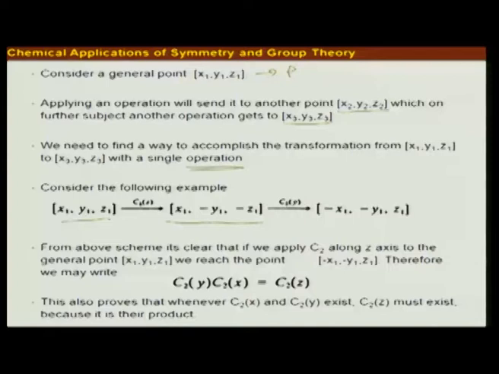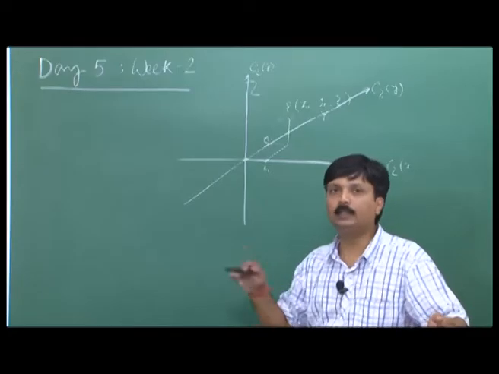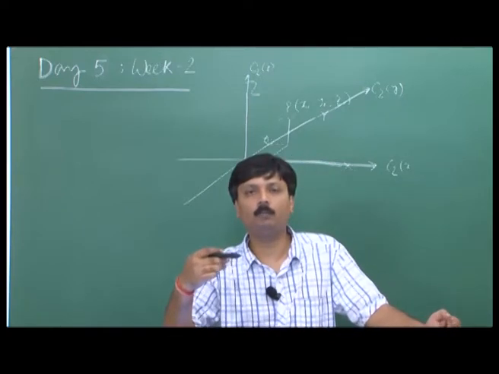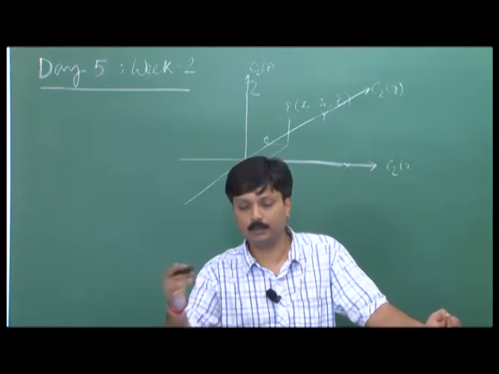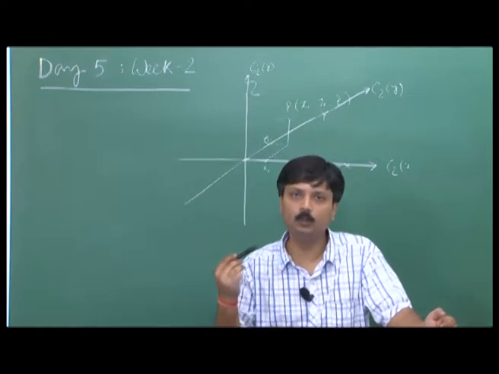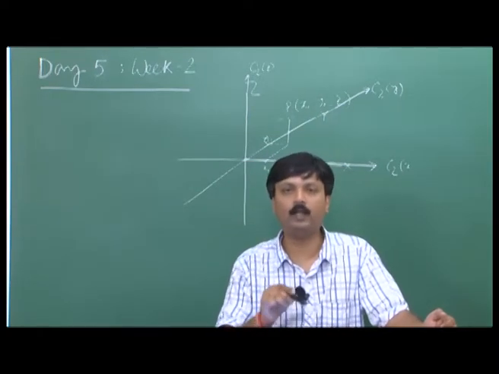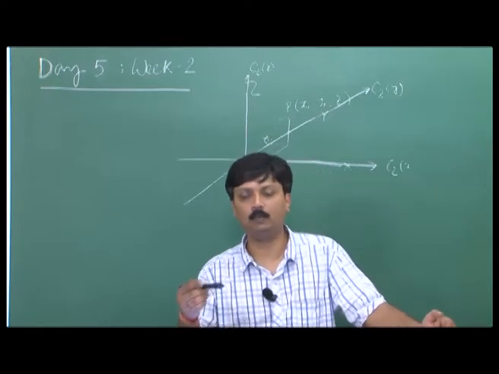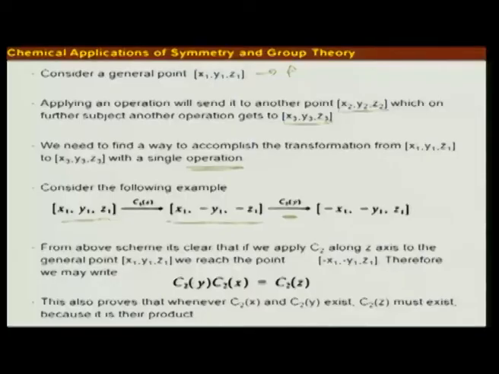Now similarly, if we perform C2y on this one, you should try out this one, draw it like this and see how the points change their coordinates upon this symmetry operation. So take this generalized C2y and apply it on this general point x1, y1, z1 and find what happens next. If you apply C2y on the result, you get minus x1, y1, minus z1.